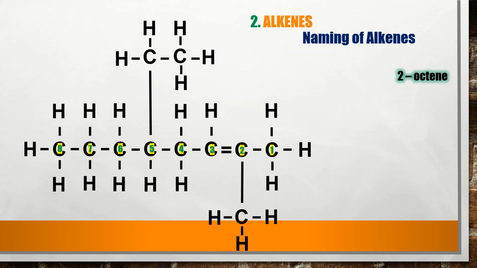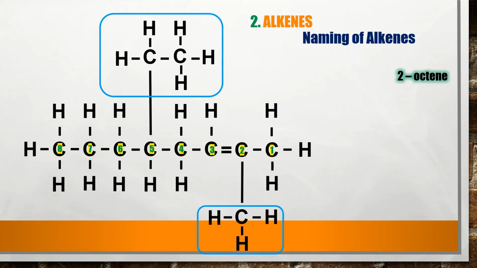We're going to name the alkyl groups attached to the branches now. As you can see, there are 2 alkyl groups. The first one is ethyl and the second one is methyl. At this point, we are going to assemble the name, listing groups in alphabetical order. Since ethyl starts with the letter E while methyl starts with the letter M, we're going to write ethyl first and methyl will come after.